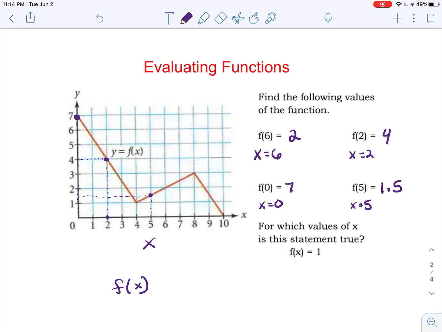So now I do have a question in reverse. What happens for a question like the one below? For which values of x is this statement true? F of x is equal to 1. Okay, what is this question asking? Well, it's asking me where f of x is equal to 1. Well, what is that on a graph? That's all the places where y is equal to 1.